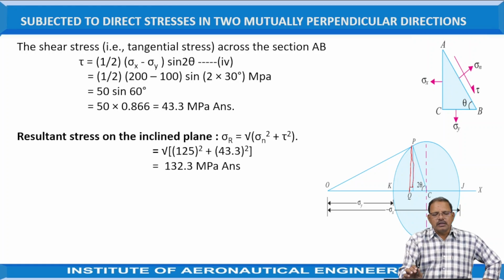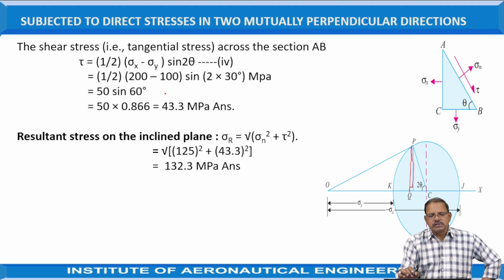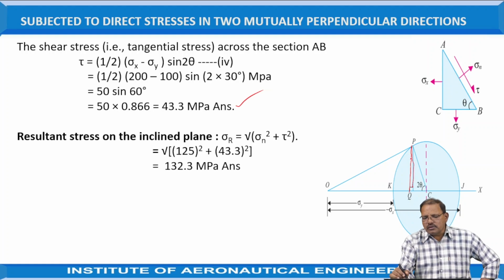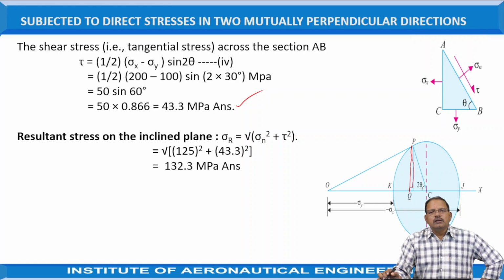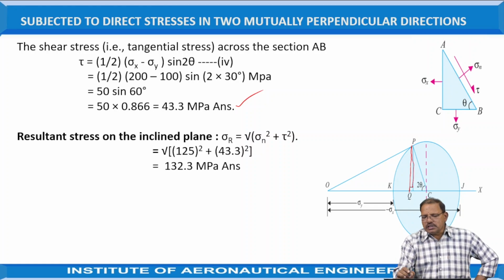Otherwise, by using the relationship tau is equal to 1/2 (sigma x minus sigma y) sin 2 theta, we get 1/2 (200 minus 100) into sin (2 into 30), which is equal to 50 into sin 60, that is 50 into 0.866, which is equal to 43.3 megapascal. If you measure PQ, it is also equal to 43.3 according to the scale which is selected. The resultant stress is given by OP.